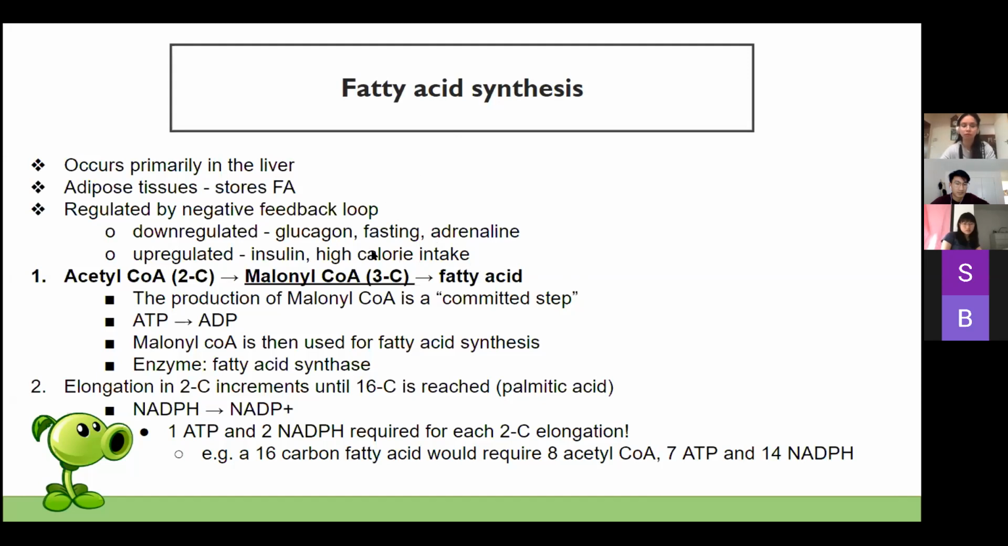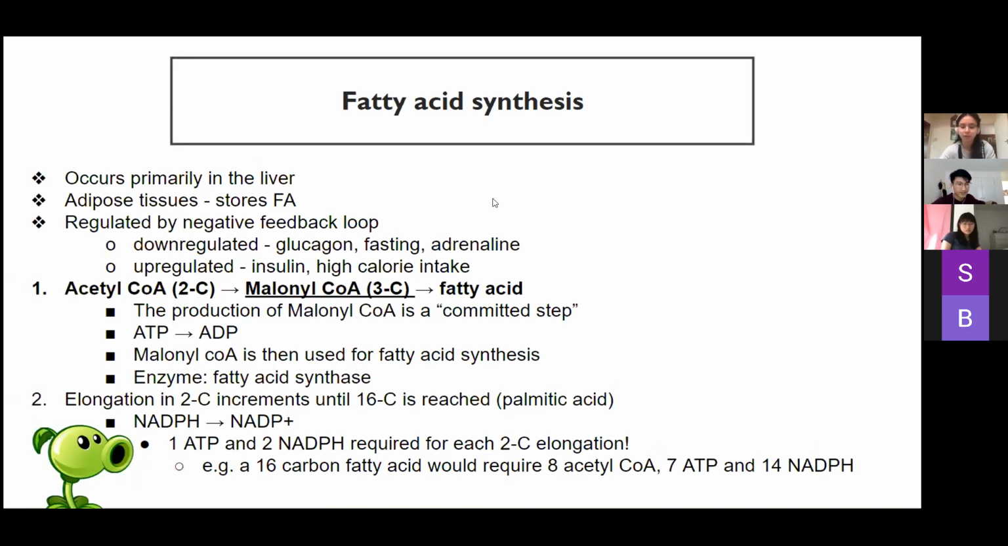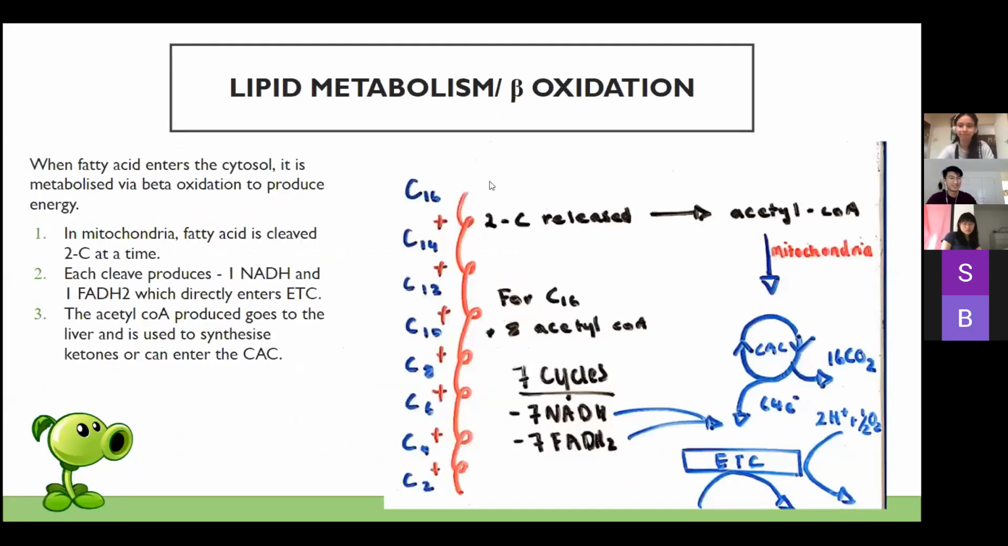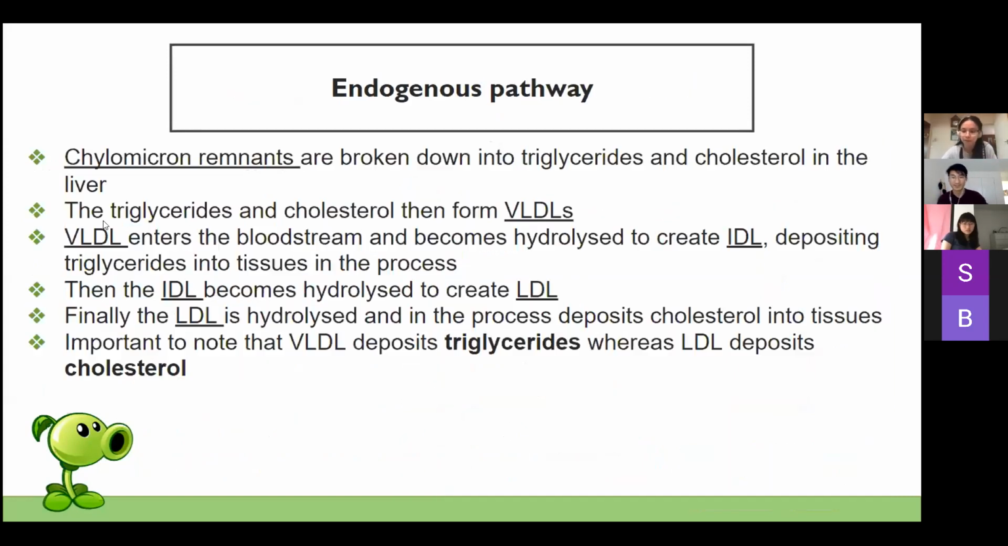We've got a question about the 2C from acetyl-CoA. What's that supposed to stand for, Ben? Do we know? Is it important? I don't know. It just means 2 carbons. Yeah, 2 carbons at a time.